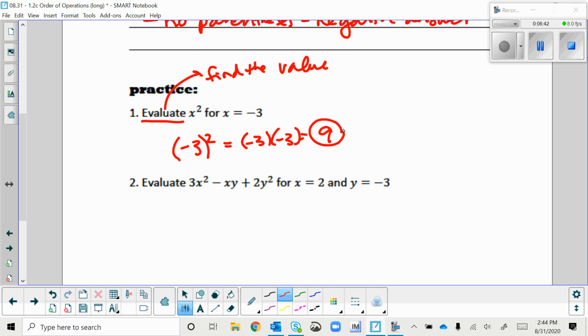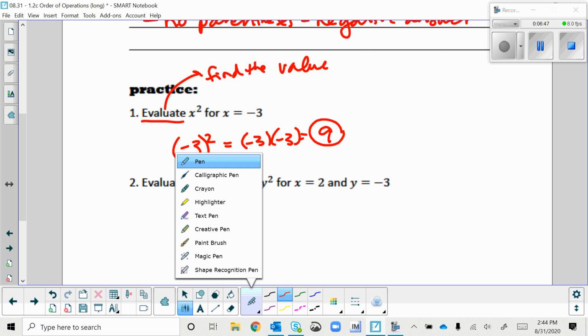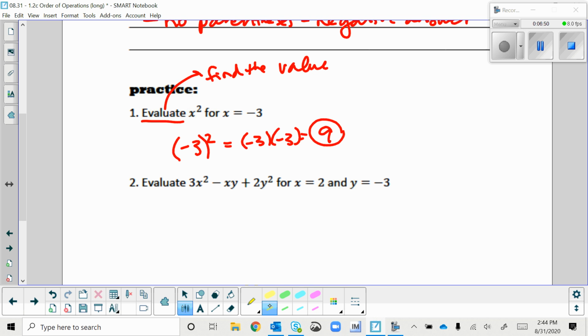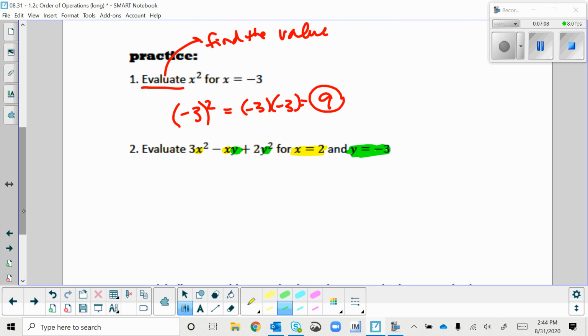So now that I made that clarification for you, I want you to try number 2, where you're plugging in 2 for every x that you see, and there's 2 of them. And you're plugging in -3 for every y that you see, and there's 2 of those. Pause and solve that problem. Okay, hopefully the first thing I want you to check is that your substitution was correct.